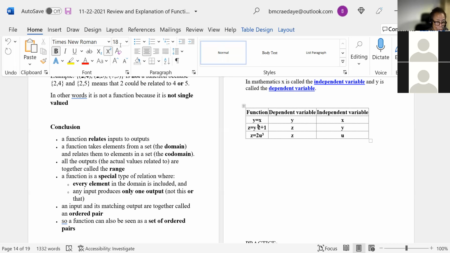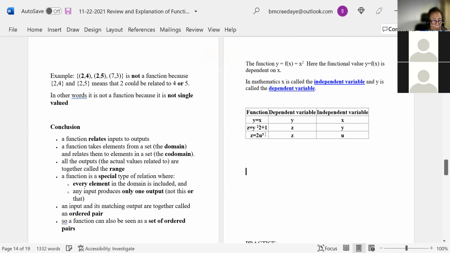Take out the 2 here, because that's y to the 2nd power, which is y squared, plus 2. Notice in all cases, your dependent variable is the variable you see on the left. y is dependent upon x. z is dependent upon y. z is dependent upon u, because u is what you see over here on the right.